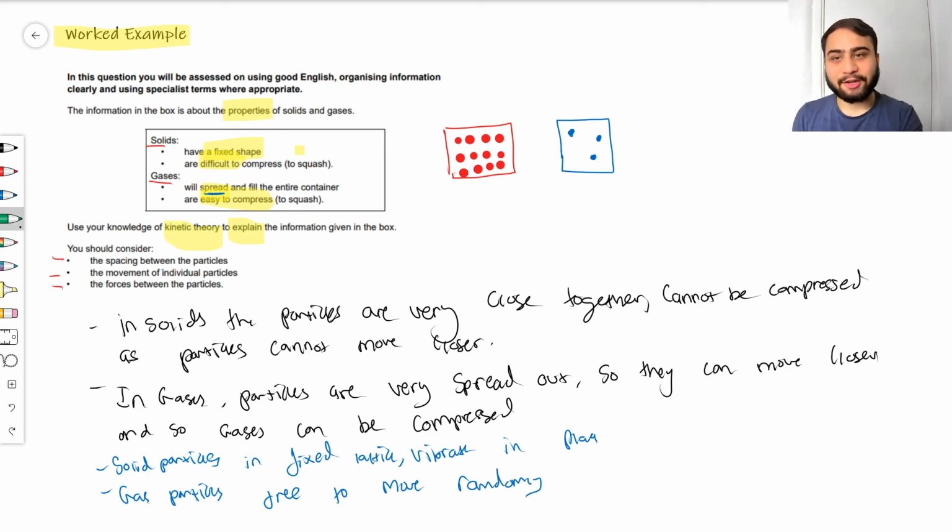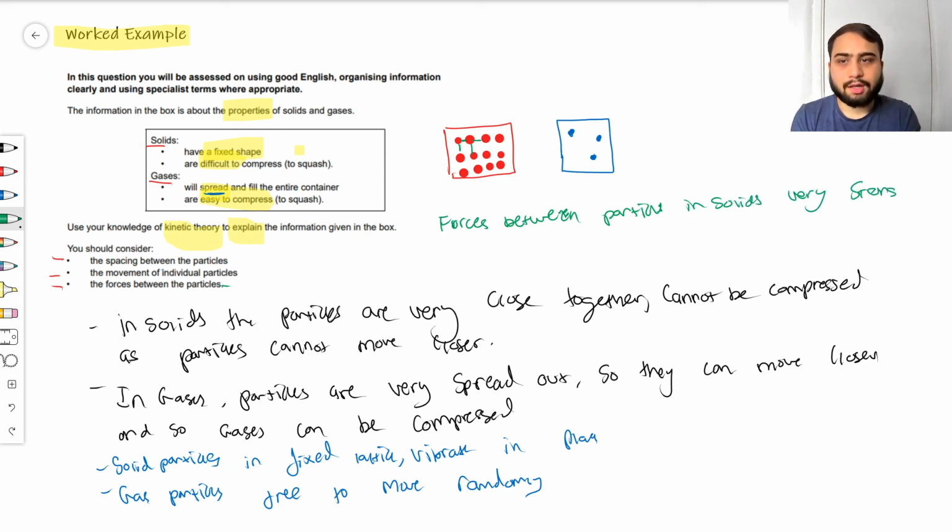So let's do our final 2 points. Now, we want to know about the forces between the individual particles. Okay, so let's try and work this out just from my diagrams. I know that my particles in solids are stuck in place. Why would they be stuck in place? What's holding them there? Well, that would be the strong forces of attraction between the particles. So, forces between particles in solids are very strong. Because the forces between the particles are very strong, that means that the solid has a fixed shape.